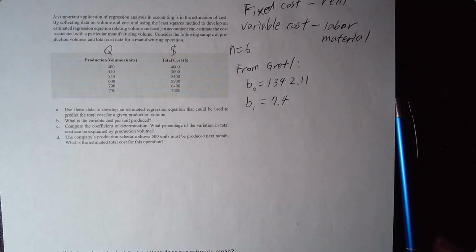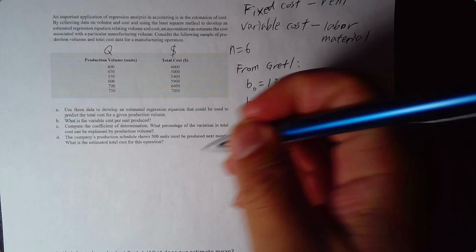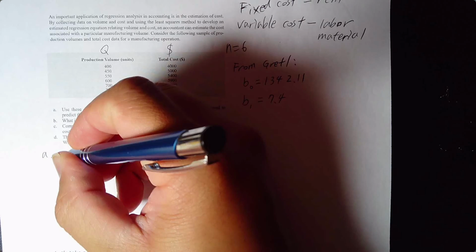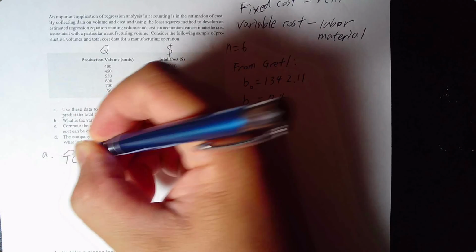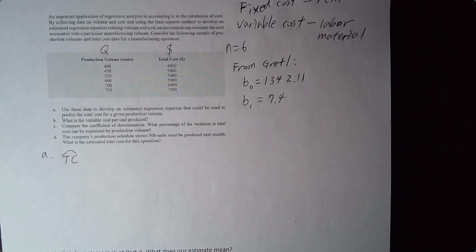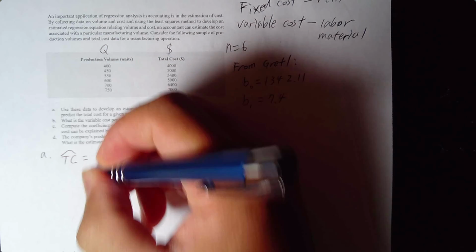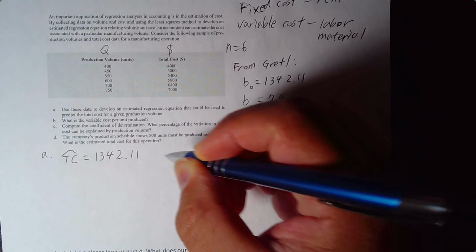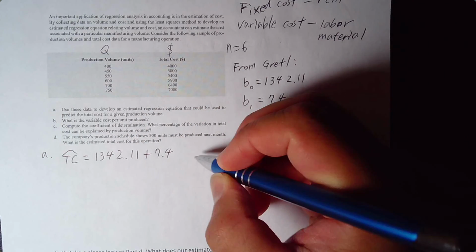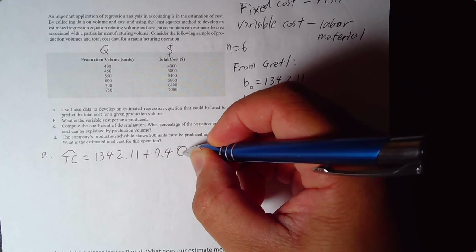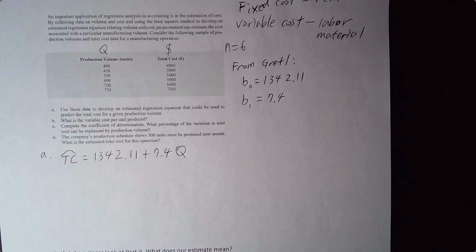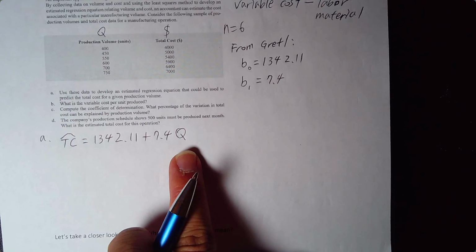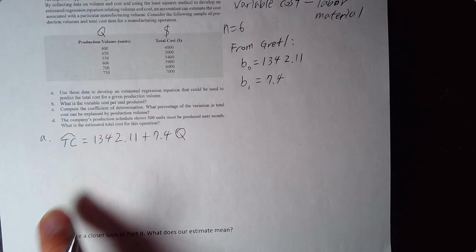So now that we have our estimated parameters, we can go ahead and write down our estimated regression equation. So I'm going to use TC as my total cost. Put a hat on it to represent that it is the estimate, and it equals plus 7.4. And here we're going to have units, which I'm just going to put Q for quantity. So that's my estimated regression equation, and given the quantity or the number of units, that's going to give me an estimate of the total cost.